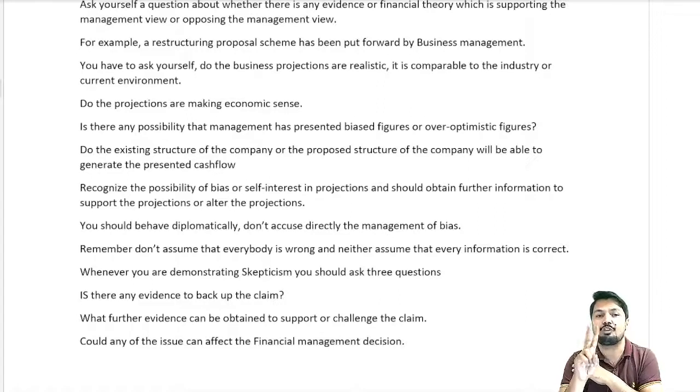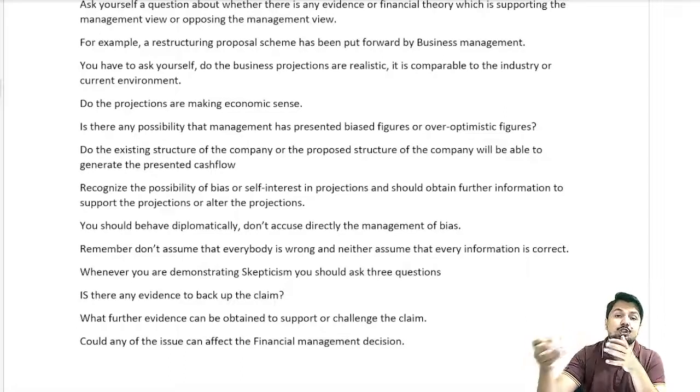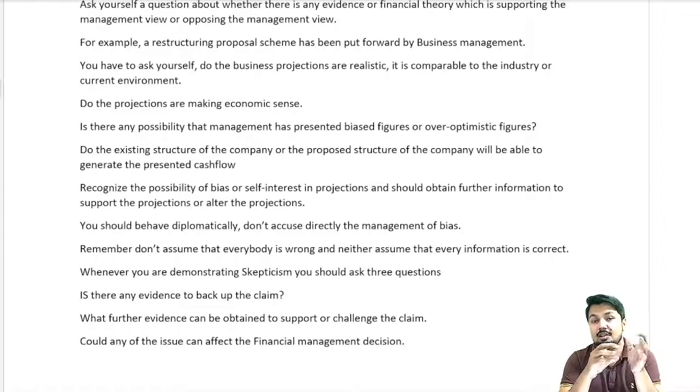Number two question, what further evidence can be obtained to support or challenge the claim? If further evidence is not available, then obviously you were right in identifying that this information is not true. Third, could any of the issues affect the financial management decision? If the issue is affecting the financial management decision and you have no evidence to back up the claim, or you will not get any evidence in the future to back up the claim, that means there is some problem. You have to write that.